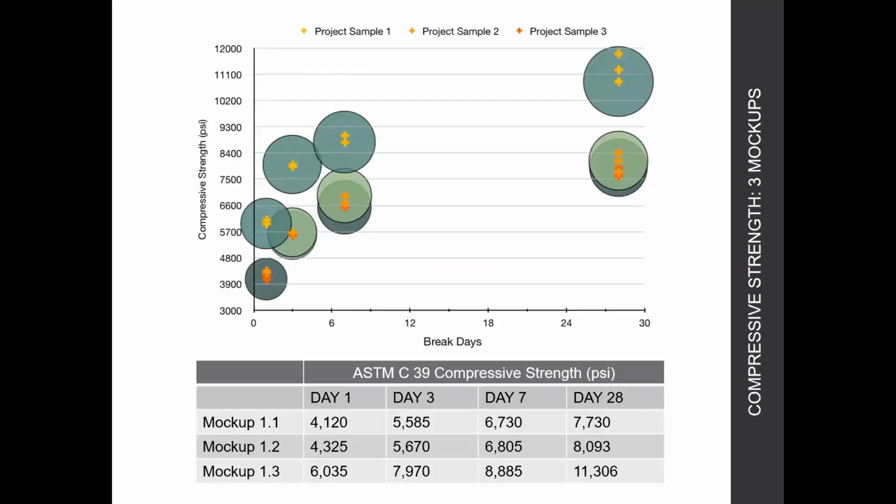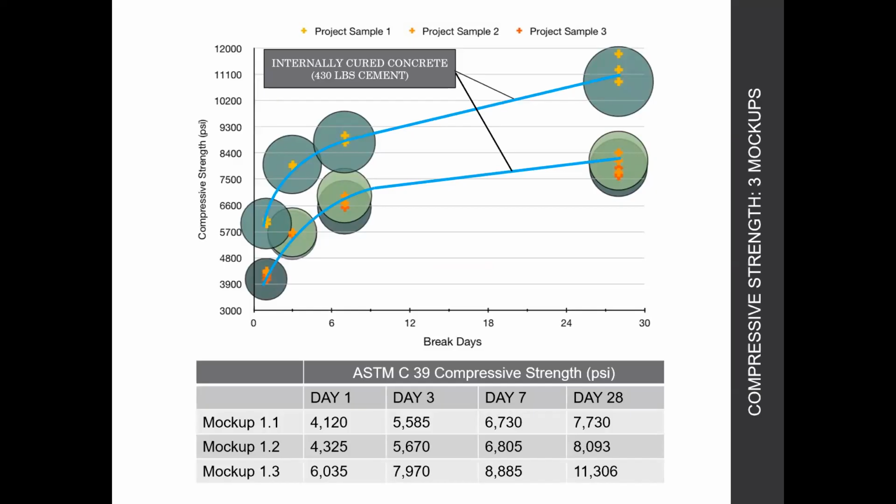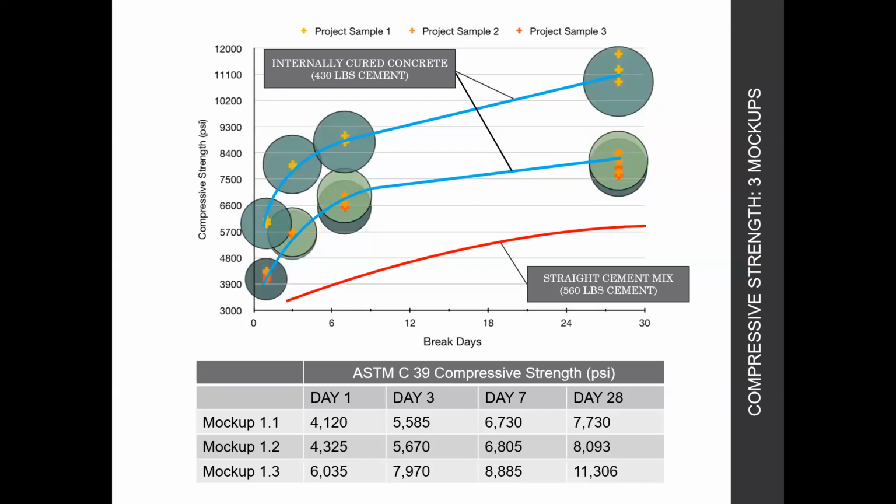So here is the slide with our mock-up 1, 2, and 3 strength breaks for the mock-ups that Kristina was talking about earlier for the elementary school in Waco. You'll see the curve, and our mix, going back to what was in the specification and what was required for these mock-ups, is 430 pounds of cement. So this is a lot less. And now you'll see in red the straight cement mix from the other school in Waco that had 560 pounds of cement. So it seems backwards. More cement should mean higher strength, but because of the internal curing and the admixture, with significantly less cement, we're able to get significantly higher strength.